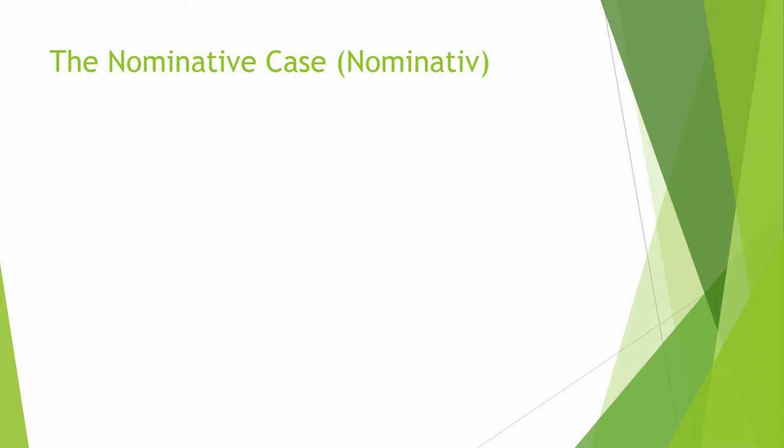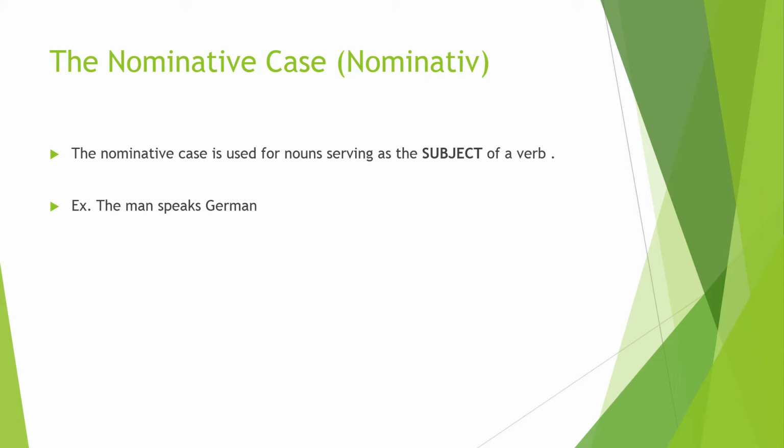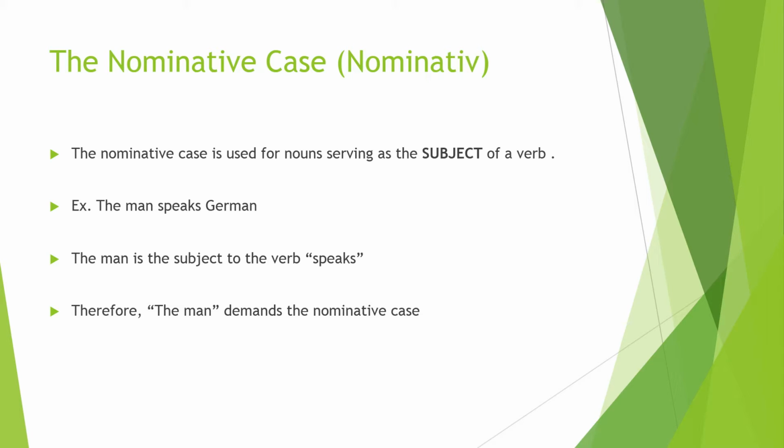Now, the main feature of tonight is the nominative case. The nominative case is used for nouns serving as the subject of a verb. For example, the man speaks German. For this first section of examples, one example actually, is going to be in English, and then the next one will be in German. So the man in the example, the man speaks German. The man is the subject to the verb speaks. Therefore, the man demands the nominative case.